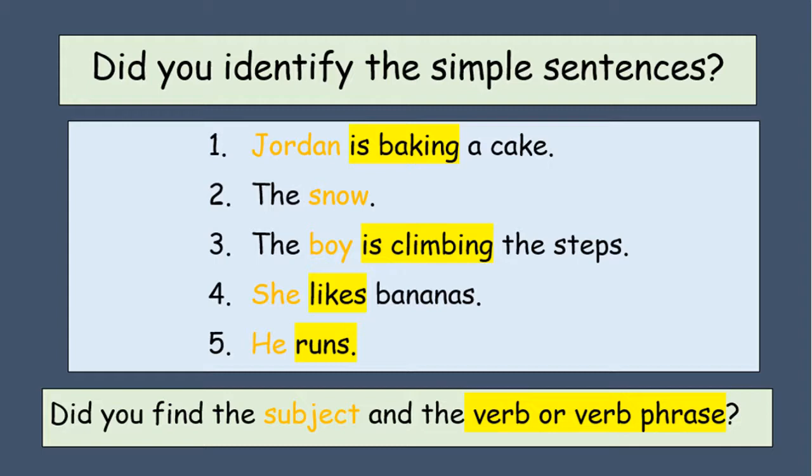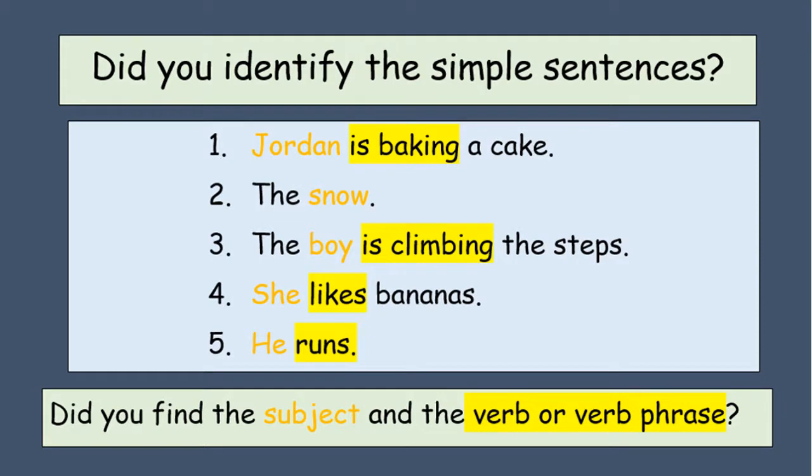Let's have a look at number 3. The boy is climbing the steps. In this sentence, the subject is the boy, and he is climbing the steps. So is climbing is the verb phrase, and together it has a complete thought, so yes, it is a simple sentence.